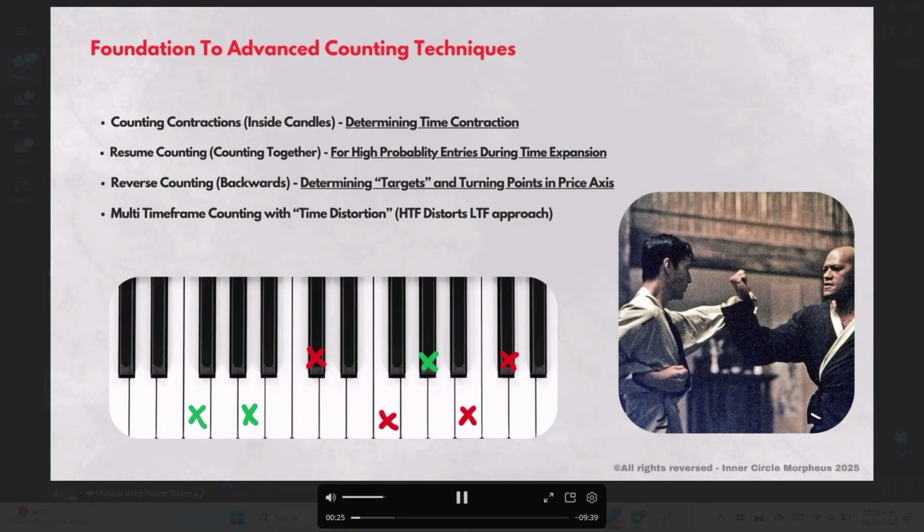Hi Neo, welcome back. In this video, we're going to dive deeper and learn the advanced counting techniques. And remember, this is only foundational. We've got 4 techniques right here: counting contractions, resume counting for high probability entries during time expansions, reverse counting for targets and turning points in price axis, and lastly, multi-time frame counting to anticipate time distortion. These techniques will make you more advanced at my time dilation theory.